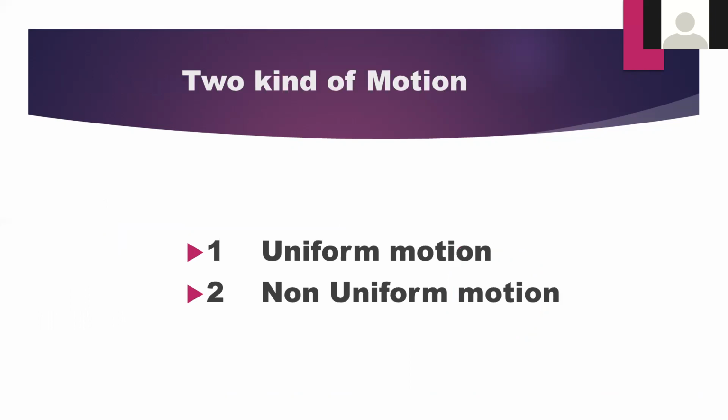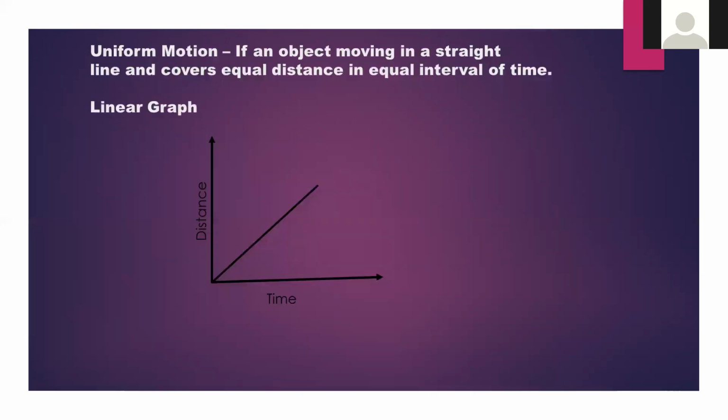Okay, now if an object is in motion, then there are two kinds of motion. Maybe the object is in uniform motion, or the object is in non-uniform motion. Then we will see what is uniform motion and what is non-uniform motion. Let's start. We will study with the help of this graph. Give a look at this graph. The graph is a distance and time graph.